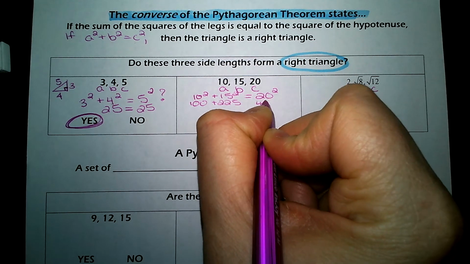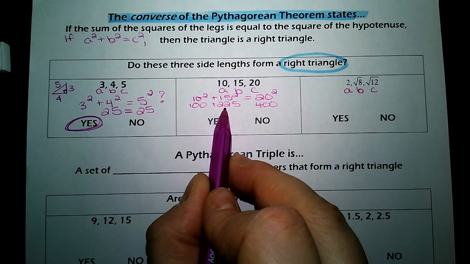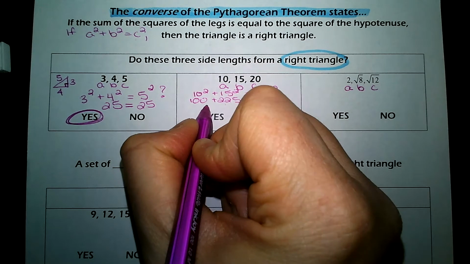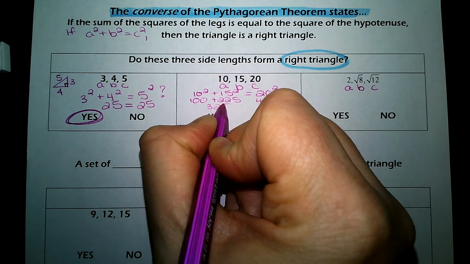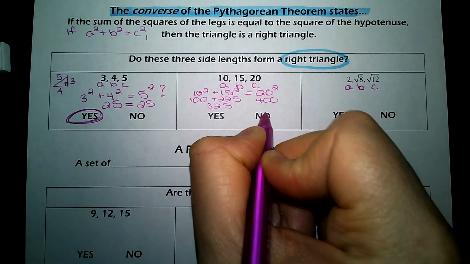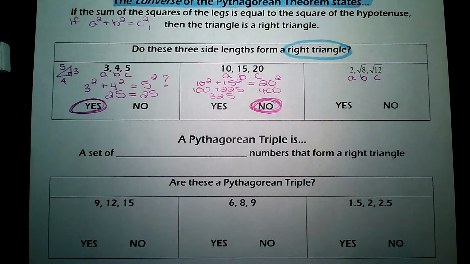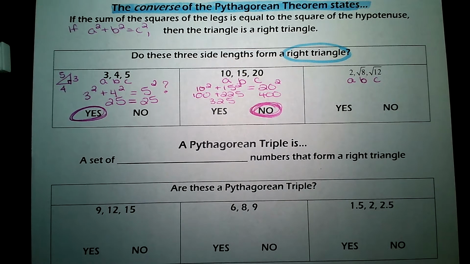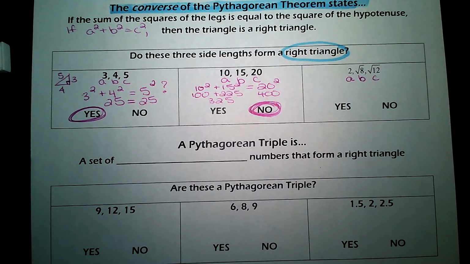So let's check that out. Is 100 plus 225 equal to 400? I can already tell. 100 and 225, that makes 325. That is not equal to 400. That's a big nope. These three sides might make a triangle, but they are not going to form a right triangle because they don't work. They don't fit into the Pythagorean theorem pattern.